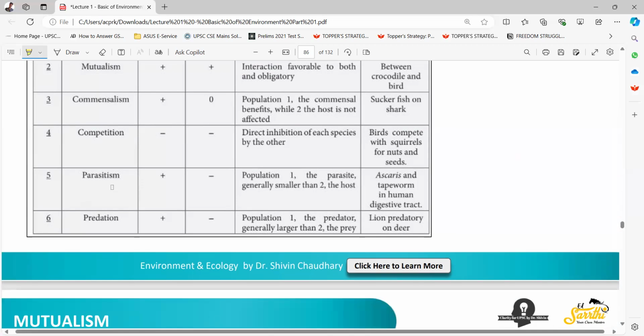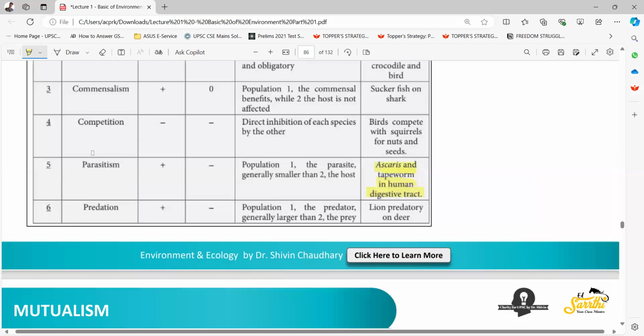Fifth one is parasitism, plus and minus. Population 1, the parasite, is generally smaller than population 2, the host. Example is Ascaris and tapeworm in the human digestive tract. Ascaris and tapeworm in the human digestive tract is an example of parasitism.